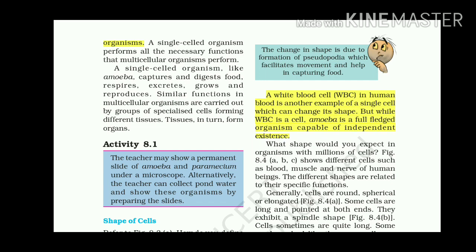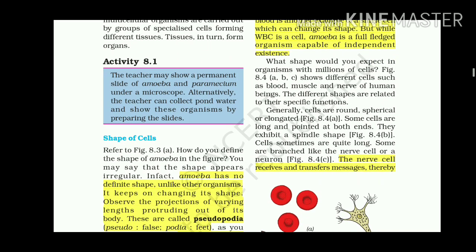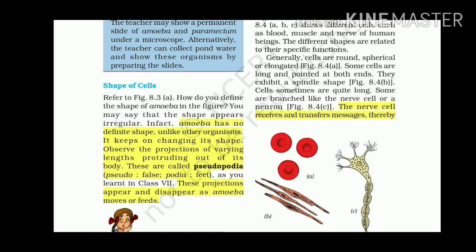Similar functions in multicellular organisms are carried out by groups of specialized cells forming different tissues. Tissues in turn form organs. Shape of cells. Refer to figure 8.3.